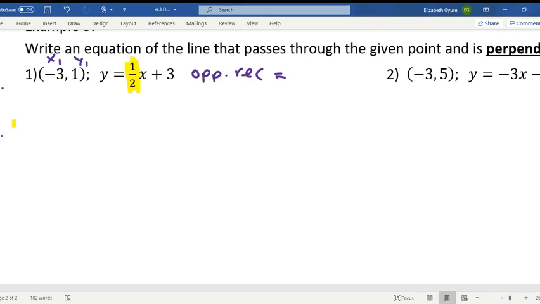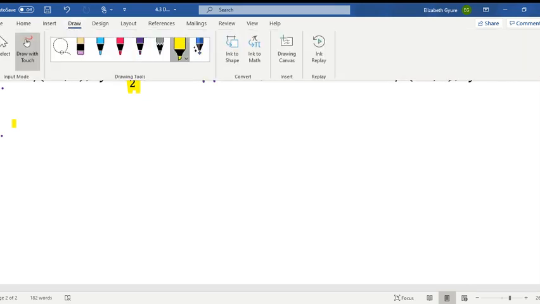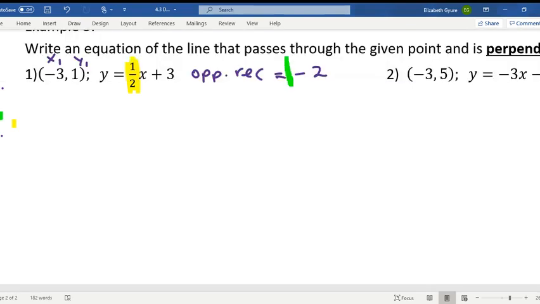Opposite reciprocal. Well, isn't 1/2 positive? What's the opposite of a positive? A negative. And how would you flip 1/2 around? Olivia? 2/1. And can you use 2/1? Yes, and how else could you rewrite that if you wanted to? Just as a 2. Either way, okay? So -2/1 or just -2. So here is our new slope that we're going to use. Here is our slope. Here is our point. And we are going to plug those into point slope.